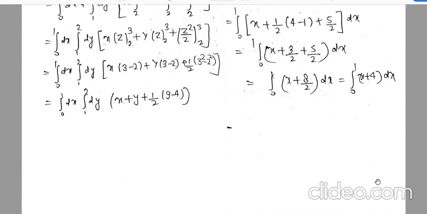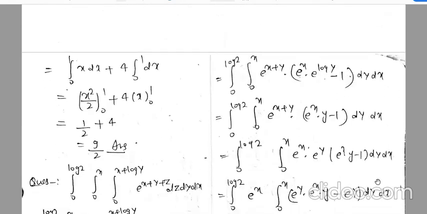Now integration with respect to x, so 0 to 1 x dx plus 4 times 0 to 1 dx, so x square by 2 plus 4x, apply the limit. So your final answer is 9 upon 2, right?